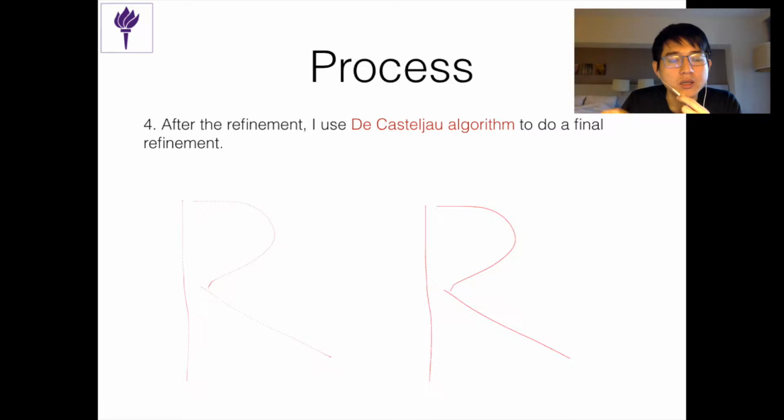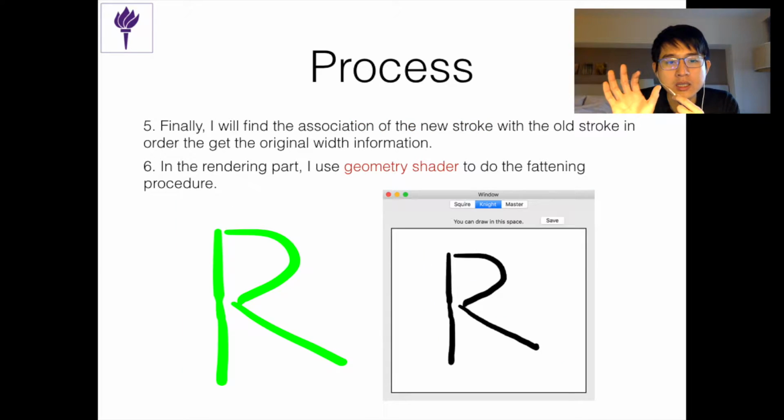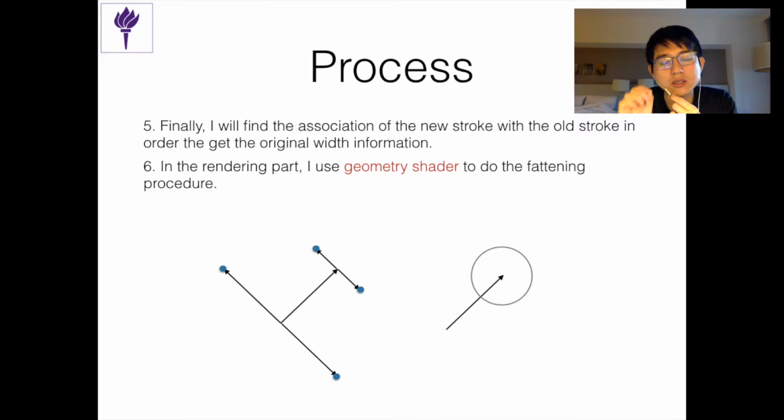At the end I need to fatten this stroke, and how I do this is I use a quick association to let the new stroke find its correspondence in the old stroke. Once it finds the correspondence, I can get the width information from the old stroke, and then I will do the rendering part by using the geometry shader to fatten the stroke. The fattening process is very simple.